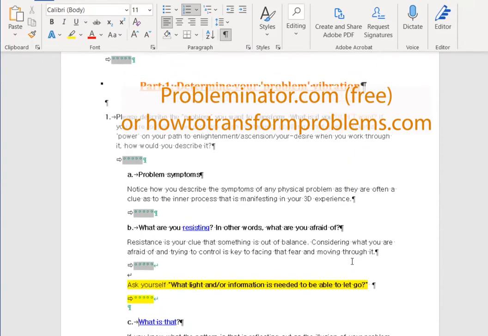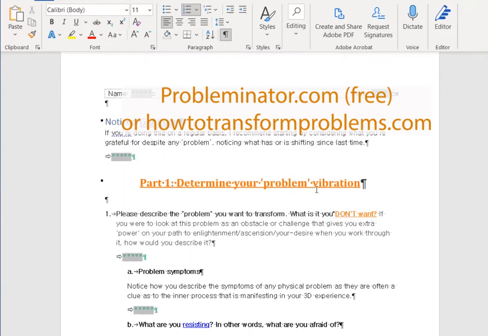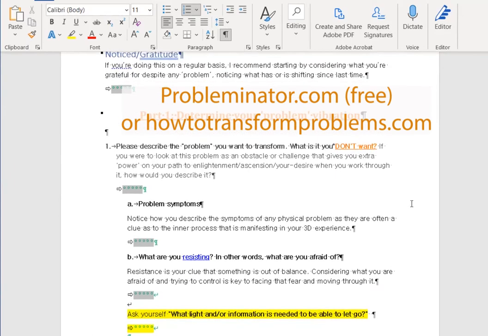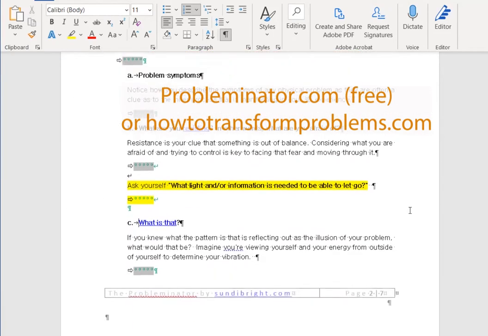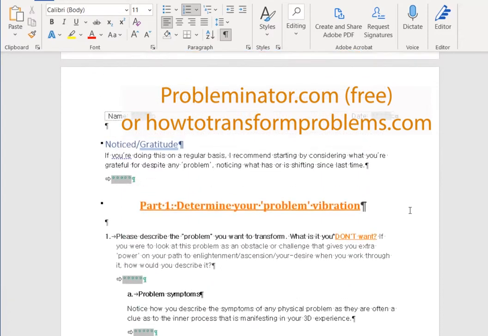So I pulled up the Word document template. And this can be found at howtotransformproblems.com. It's a PDF you can download from my Etsy site. Contact me and I'll give it for free. Essentially the probleminator.com is free if you want to fill out online, copy the questions or whatever to your own format. Or give me a little $8 donation by going to the Etsy site and downloading the form.